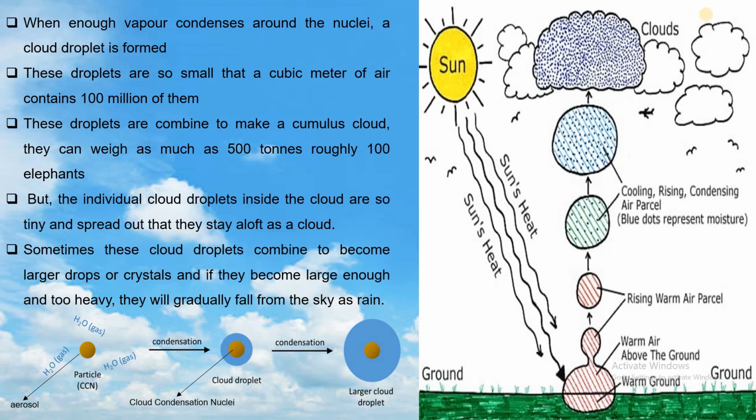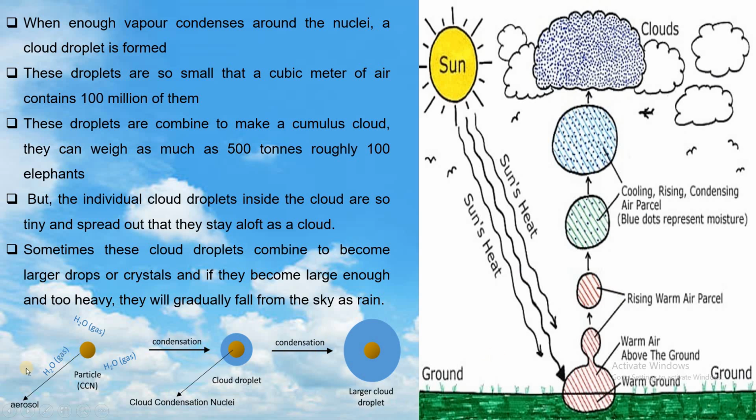Once the cloud droplet is formed, it keeps on moving. When two or three cloud droplets are clubbed together, one huge cloud droplet will form, that is what we call a rain droplet. Okay, so you can understand very clearly as you see this image.